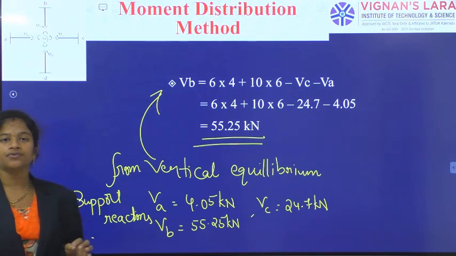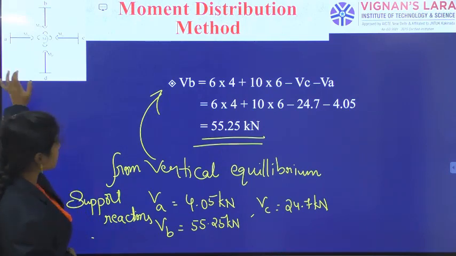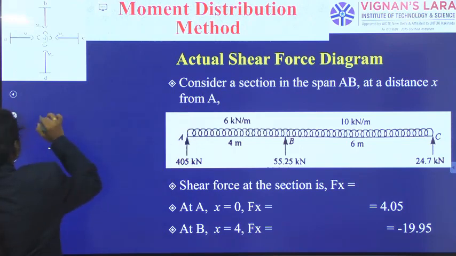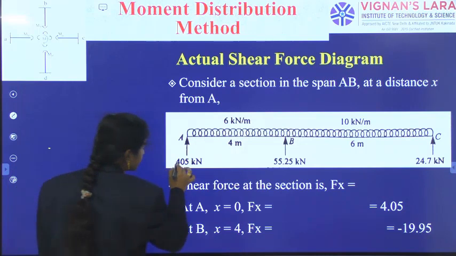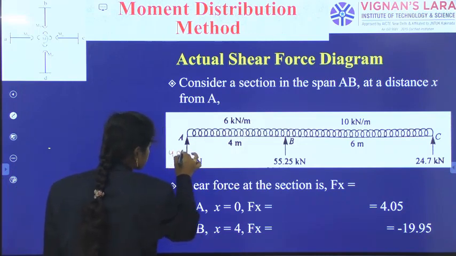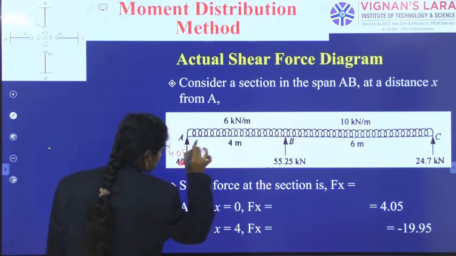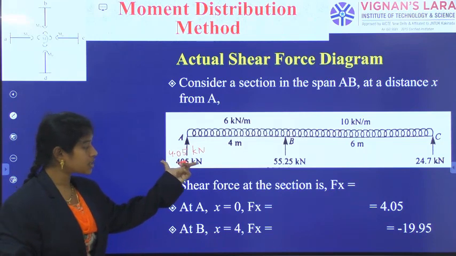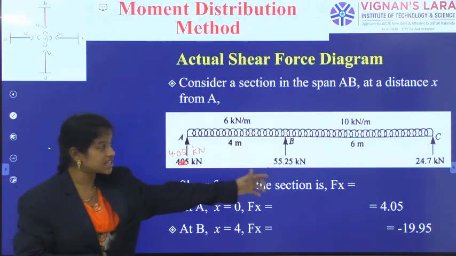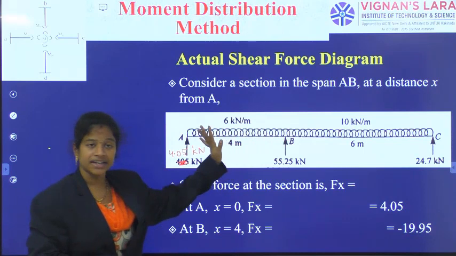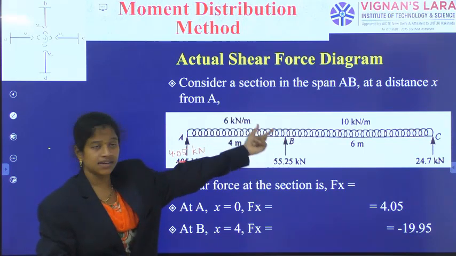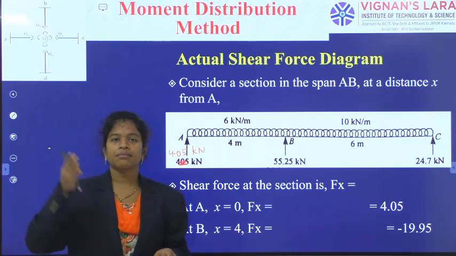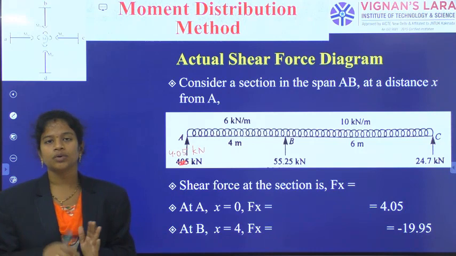Now I am going for the shear force diagram generation, the actual shear force diagram generation. How will we generate it? For the actual shear force diagram, I should indicate the support reactions for easy evaluation. Printing mistake, they have not given the dot for the decimal. So 4.05, 55.25 and 24.7, and I have given the UDL indication for the lengths 4 meter, 6 meter, and the intensities. So what will we do for the shear force diagram? We will consider span by span. Where the load is varying, at that point we will take the next span.